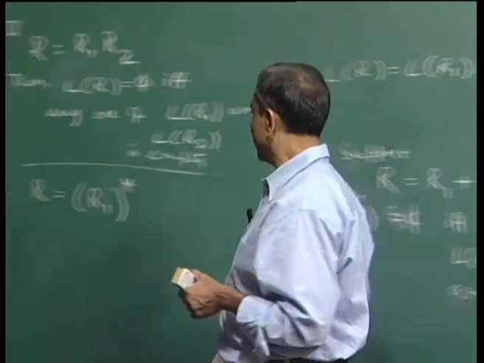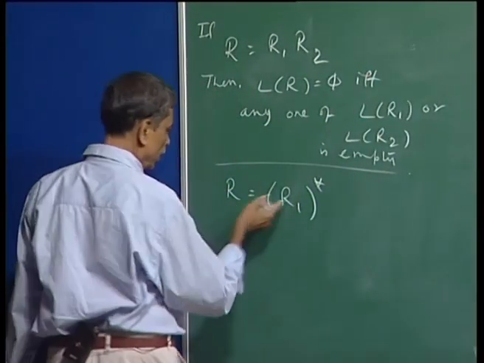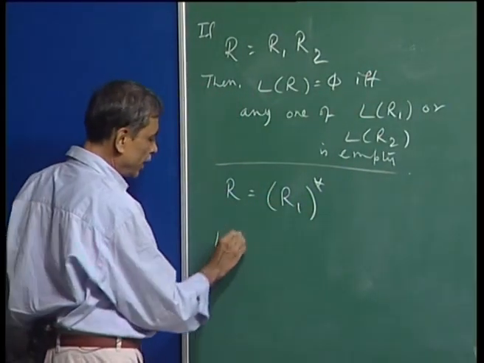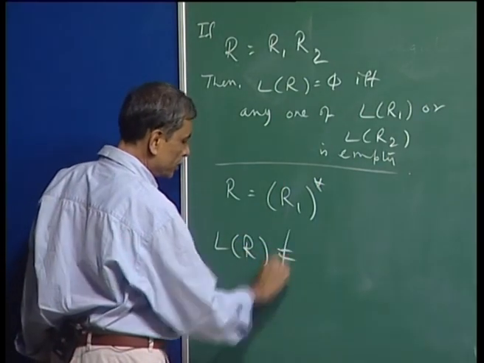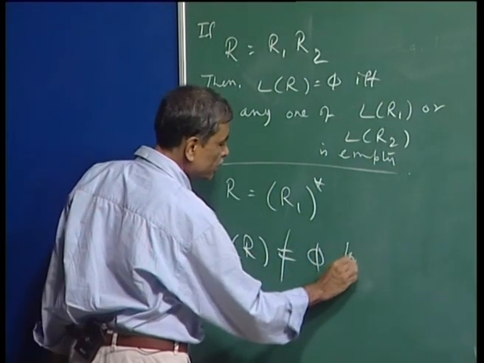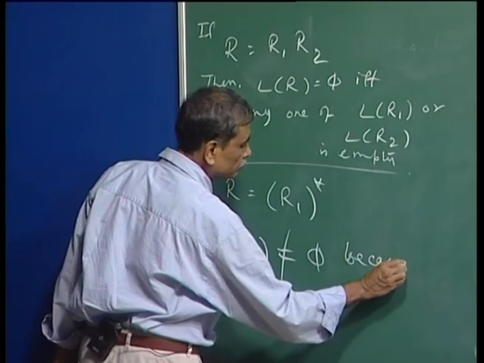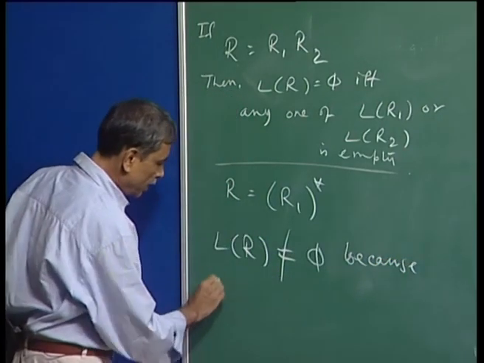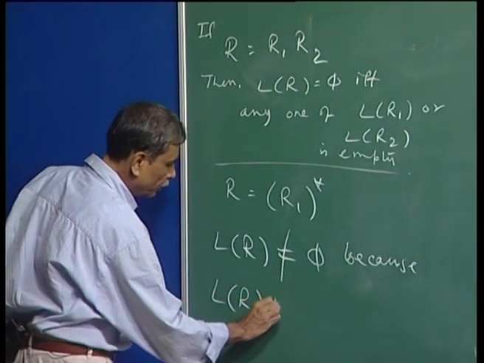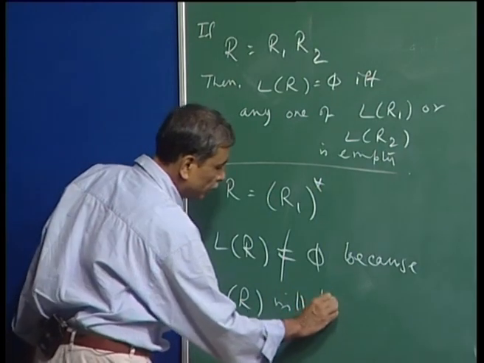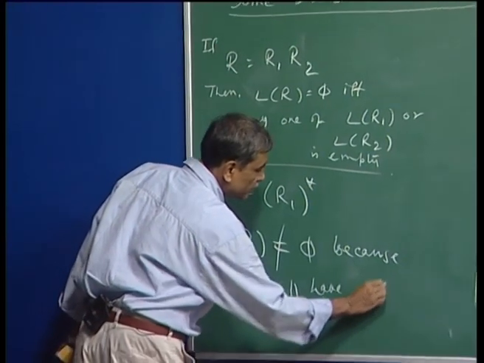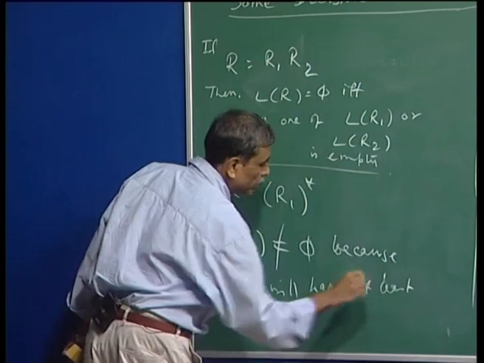And finally, in this case, we know that L(R) is not empty because L(R) will have at least epsilon.